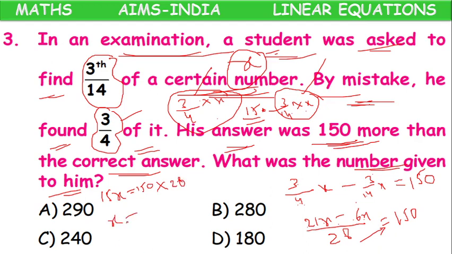Now we want to find x. This 15 will come down. We can write it as 150 into 28 by 15. So 15 10 times 15. So 10 into 28 is 280. 280 is the correct answer.